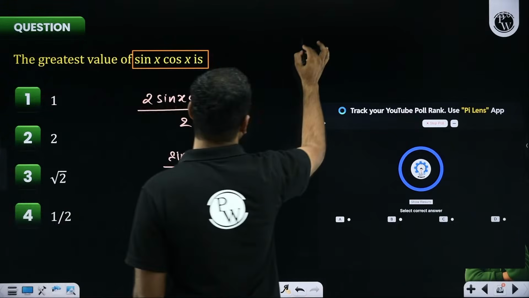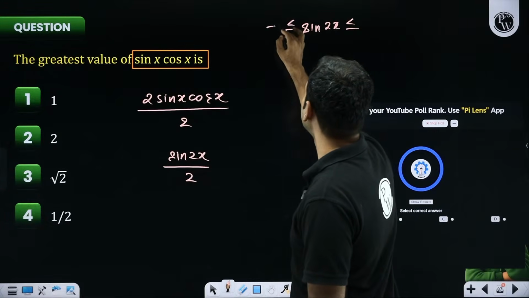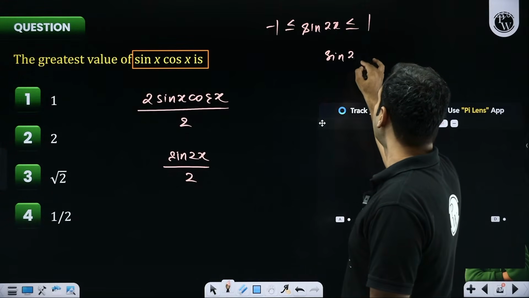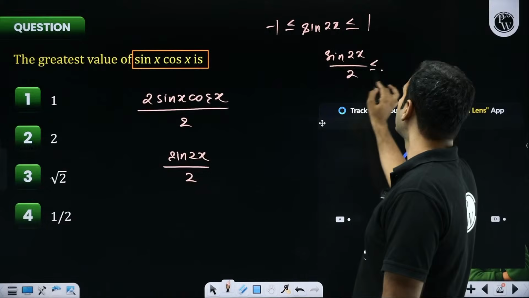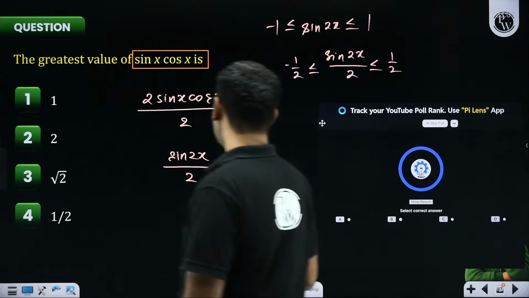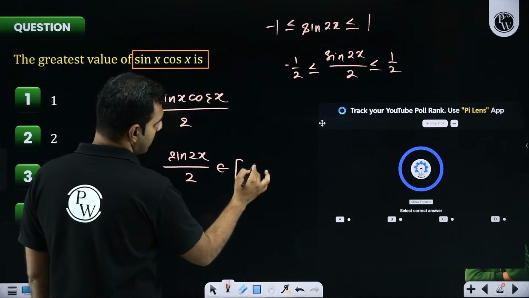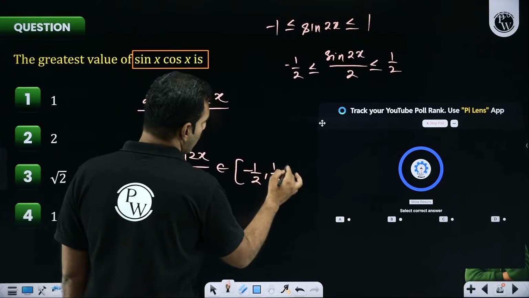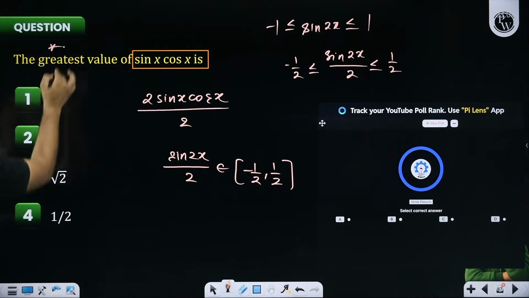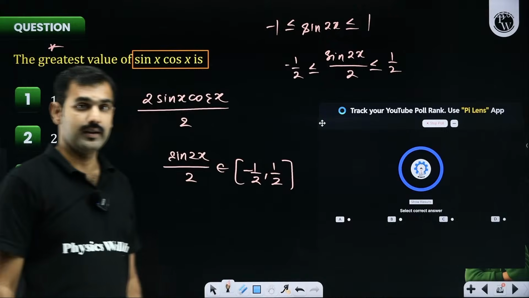Sir, what we know in life is that sin, whatever you do, it always lies between minus 1 and 1. So if I divide it by 2, I'm dividing all the sides by 2. So it will be from minus 1 by 2 to 1 by 2. So I'm saying sin 2x by 2 clearly lies between minus 1 by 2 to 1 by 2. What did they ask you? The greatest value. So the greatest value is 1 by 2. Option D.